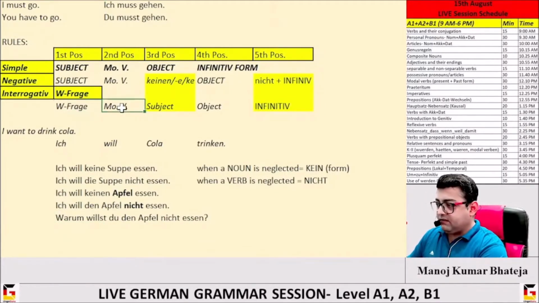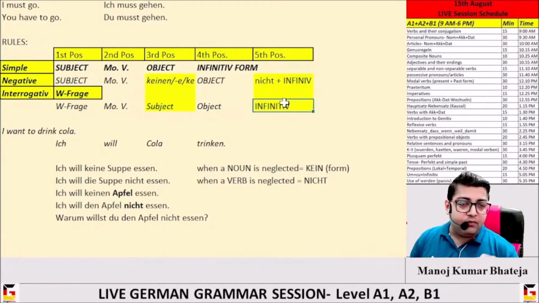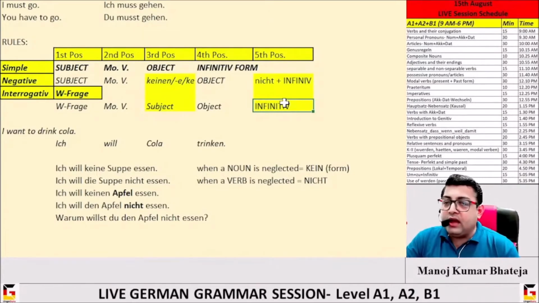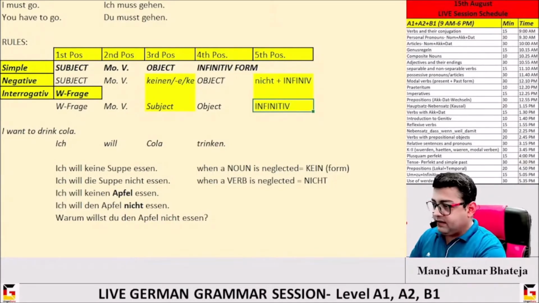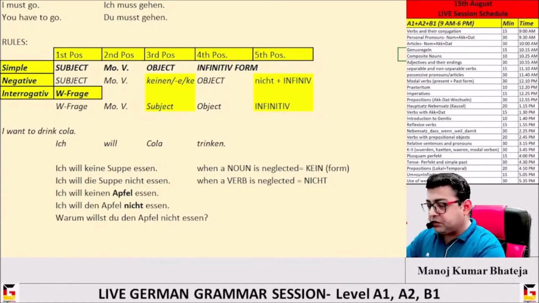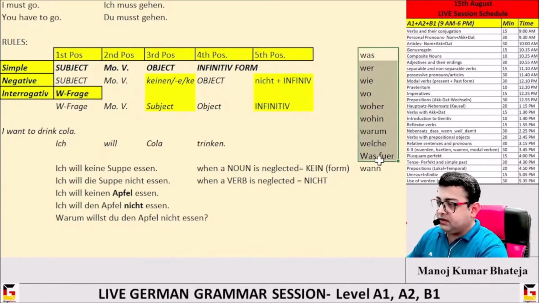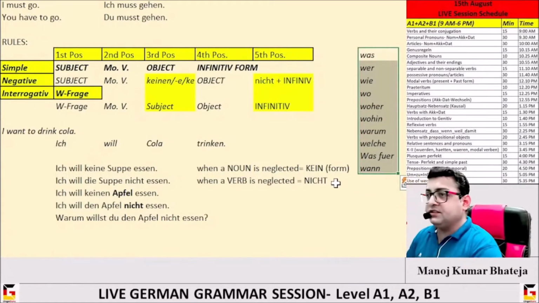First W-Frage. Willst du Apfel essen? Warum willst du den Apfel nicht essen? Warum möchtest du Cola trinken? Okay. Warum willst du nach Deutschland fliegen? Let's have a small list of W-Frage, the possible list: was, wer, wie, wo, woher, wohin, warum, welche, was für, wann. These are the possible question words in German.